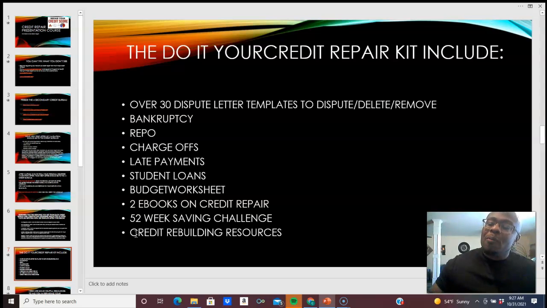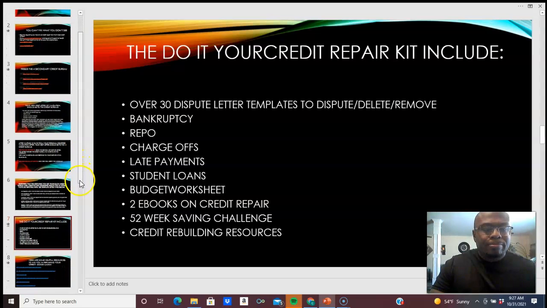So it's not just about removing this negative information, but it's also about getting your scores back up to par. Because this is how your credit report works: you've got to have more positive than negative. So the more we knock down the negative, we've got to pile on the positive.